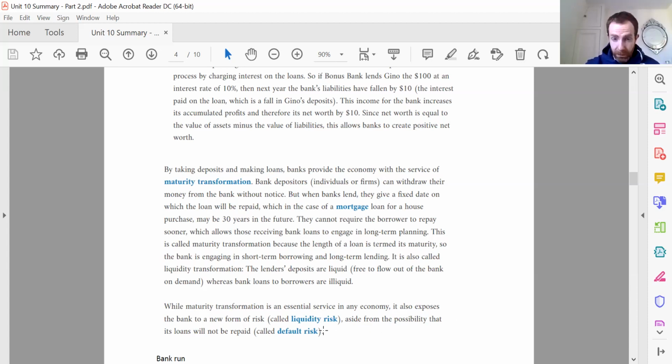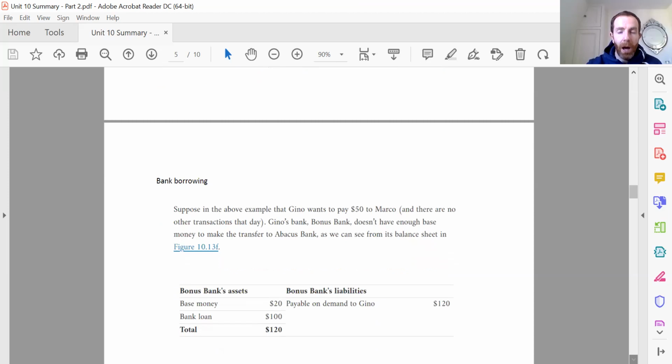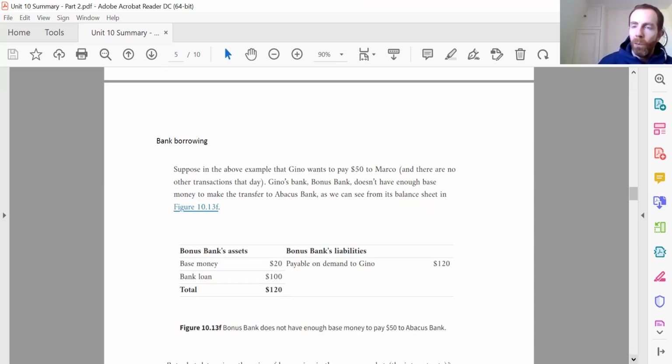And those are two things, liquidity risk and default risk, that banks will take into account when they decide how much money they want to loan out, because both of these things could end up putting them out of business if they get to a dangerous point. So I think now we're going to talk about what a bank does if the demand for base money is beyond what it actually has.